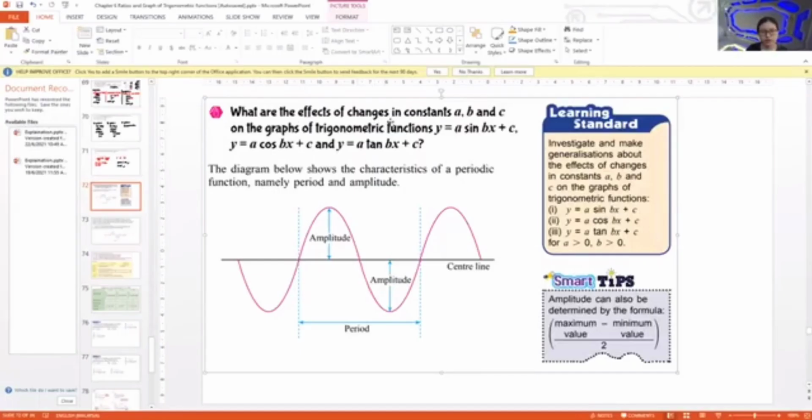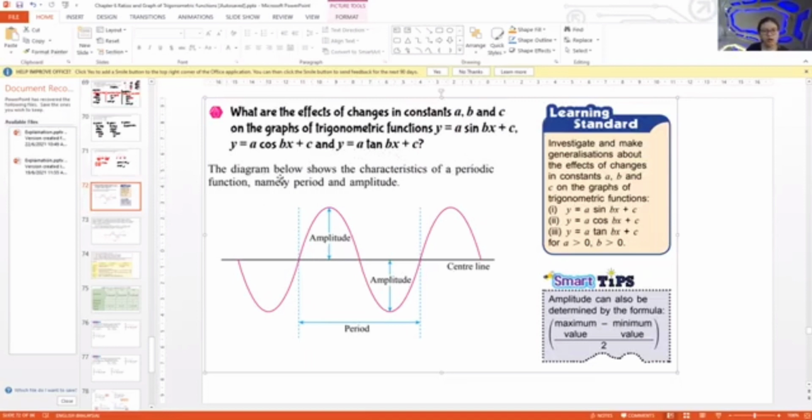Okay, so today we will talk about what are the effects of changes in constants a, b, and c on the graph of the trigonometric function y equals a sine bx plus c, and also y equals a cos bx plus c, and also y equals a tangent bx plus c.